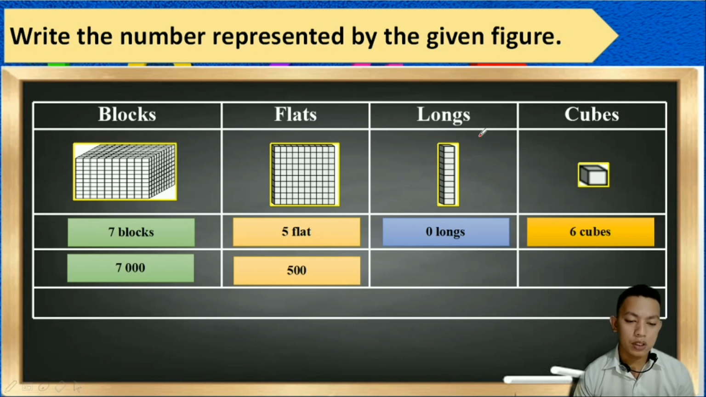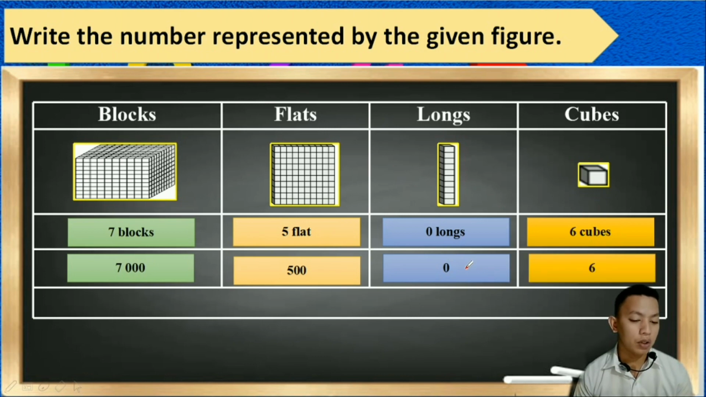How about longs? What is the equivalent value of longs? We have 10. Very good. But as you can see, we have 0 longs. So what would be the value? 0. Next, cube. What is the equivalent value of cube? We have 1. So 6 cube is equal to 6. Correct. So all in all, 7,000 plus 500 plus 0 plus 6 is equivalent value of 7,506.